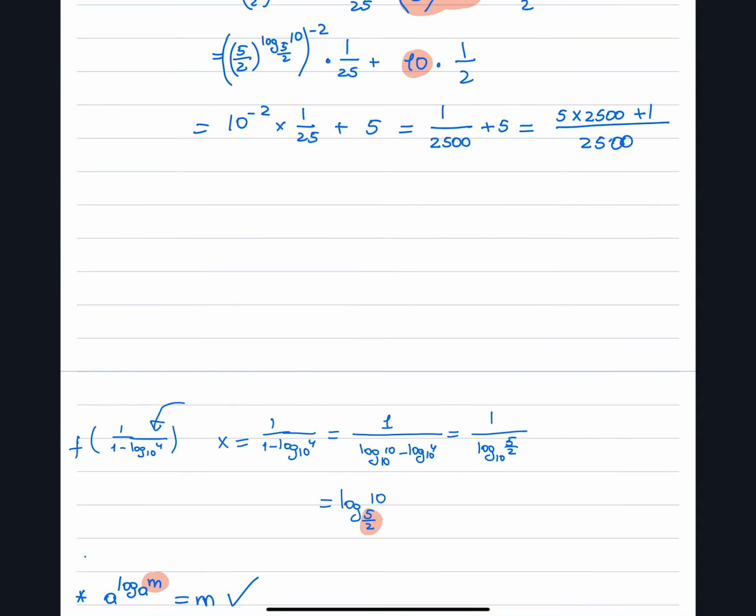So all we need to calculate it: 25 times 5 will be 125. 12500 plus 1, divided by 2500, which means 12501 over 2500.